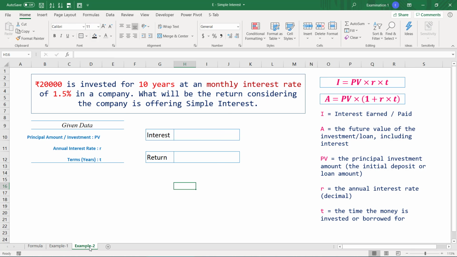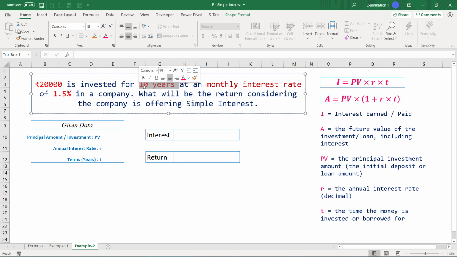Now let's take an example of this one. In this case, again, I'm going to invest 20,000 for 10 years, but this time the interest rate is a monthly interest rate, which is 1.5%, and the time is given in years. So either I can convert this into months or I can convert this into years. So I'm going to convert this into years, and then I'll use this value to calculate my interest and return.